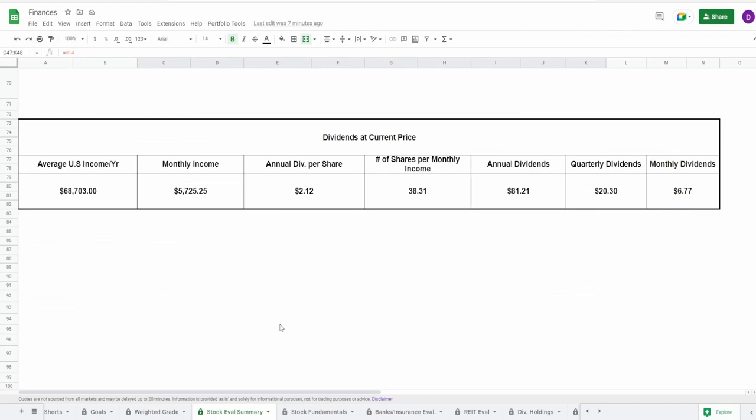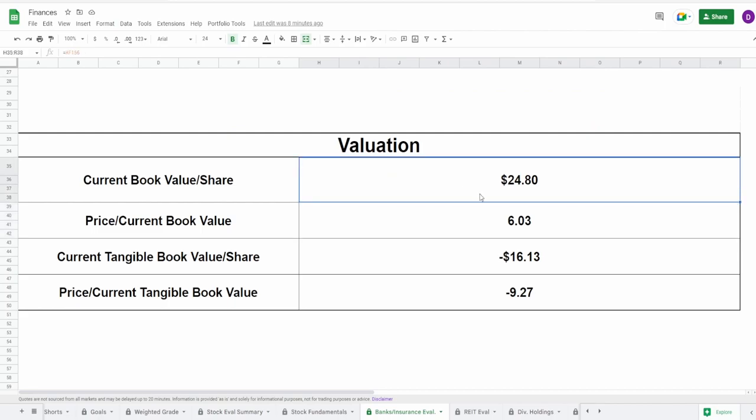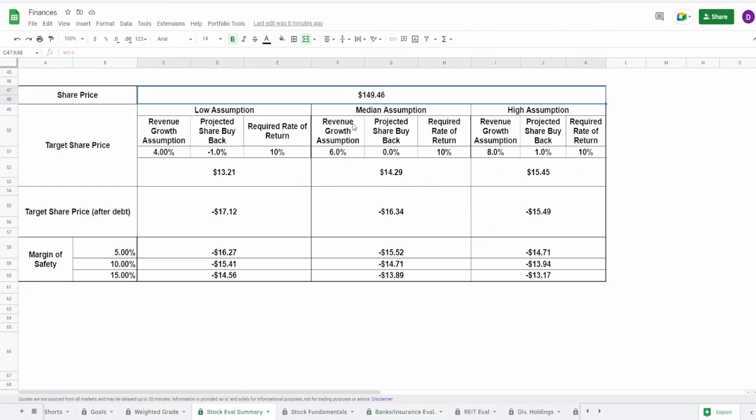Let's actually take a look at this company's dividends at the current price. Putting in $5,725 buys you 38.31 shares, which at the current annual dividend per share of $2.12 nets you $81.21 annually, $20.30 quarterly, and $6.77 monthly. Let us do an experiment. Let us change the current share price to what the book value said, which is around $24.80. Let's put $24.80 over here.